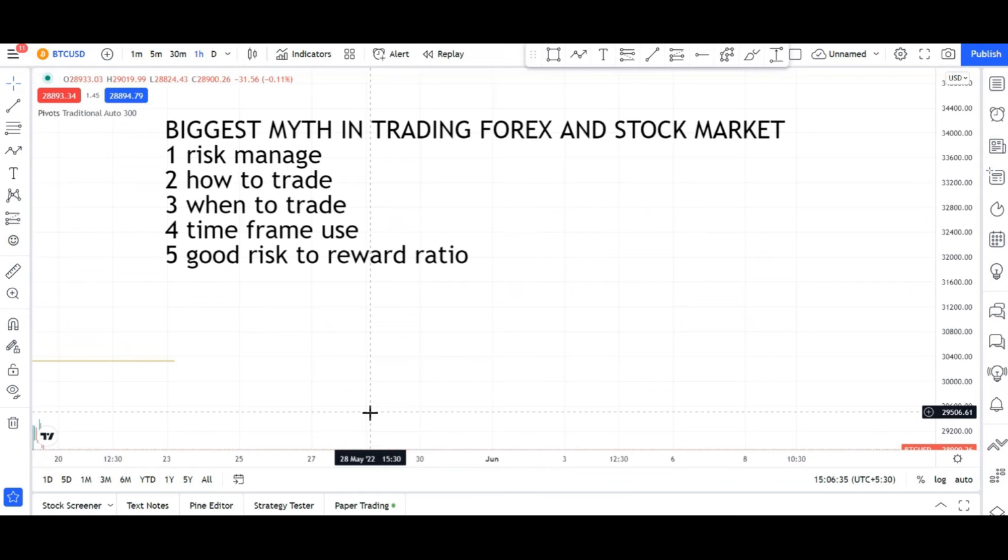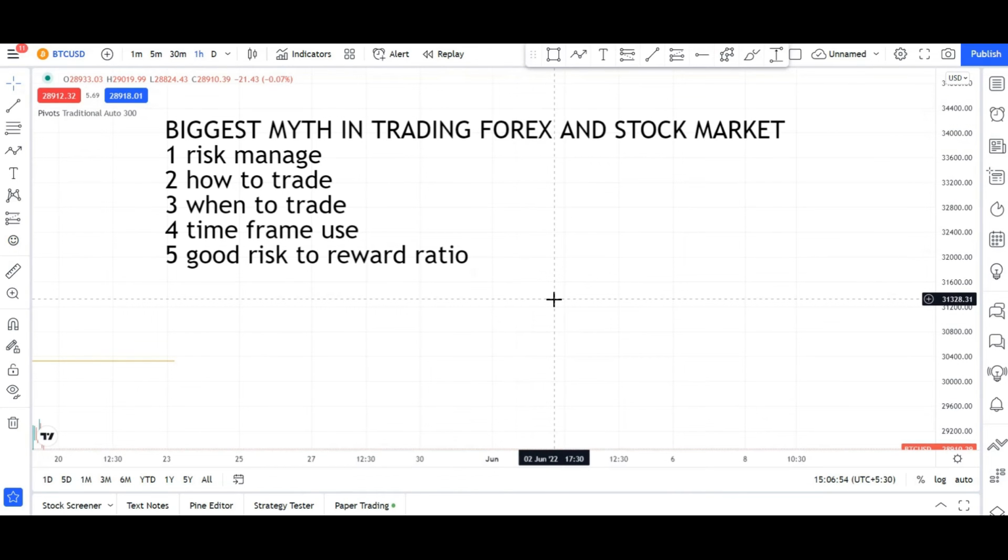Okay guys, I will not say that in forex you must only take 30 minutes or 1 hour. You can take a 5 minute time frame also, but then you have to take a smaller risk, and your risk to reward will be bigger. But at the initial stage, don't go for it.